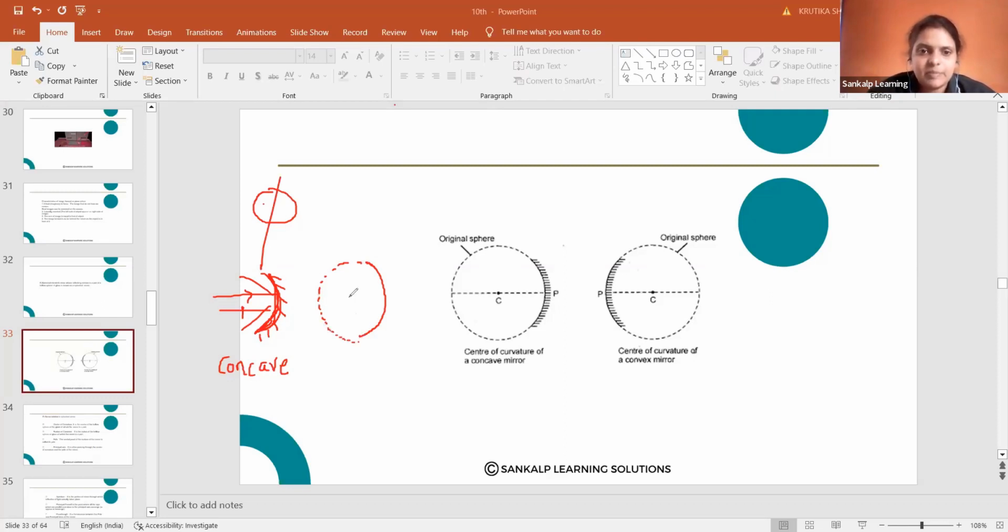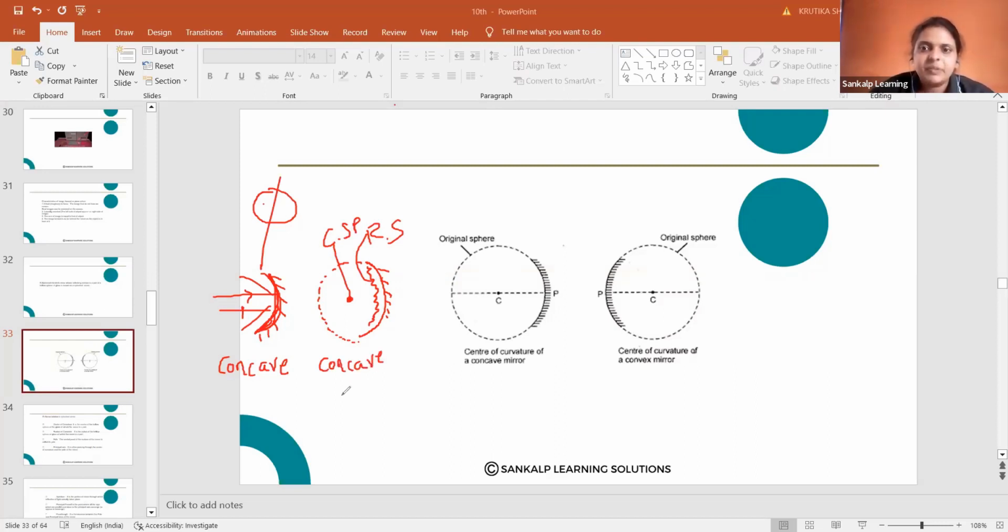So center of the sphere, this is my center of the sphere. Where is your reflecting surface? This is your reflecting surface. This is the back side of the mirror. This is my reflecting surface. If it is towards the center of the sphere, then it is called a concave mirror.